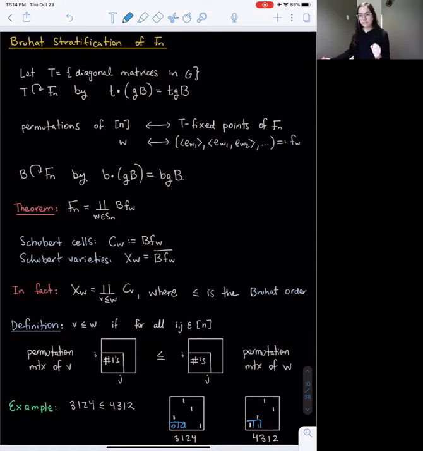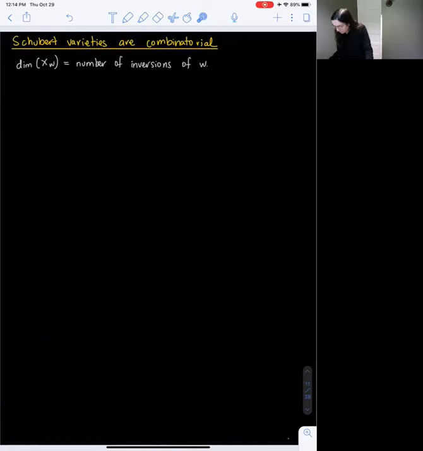So this Bruhat order allows us to close Schubert cells. Once we understand the Bruhat order, which is entirely combinatorial, we are able to close Schubert cells and thus define Schubert varieties. Okay, as I was hinting at before, Schubert varieties are combinatorial.